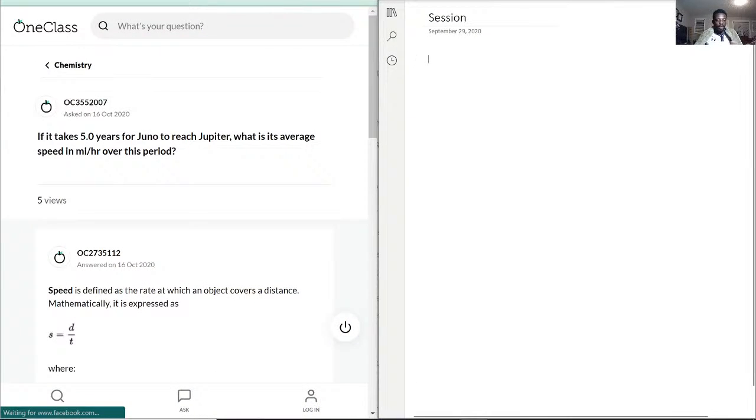So, as you can see, the first question asks, if it takes 5 years for Juno to reach Jupiter, what is the average speed in miles per hour over this period? So, question 1. Alright, so 5 years. And they want to know average speed in miles per hour.